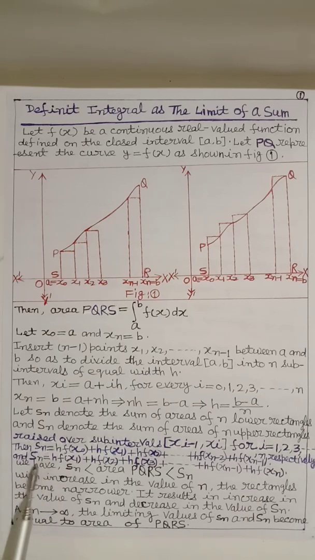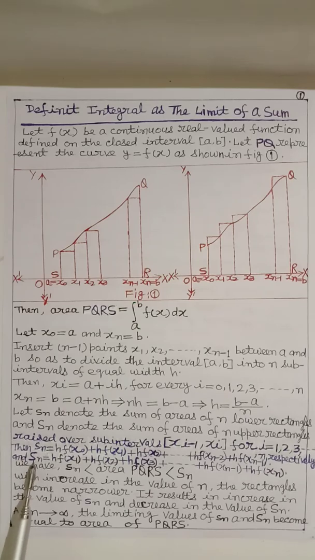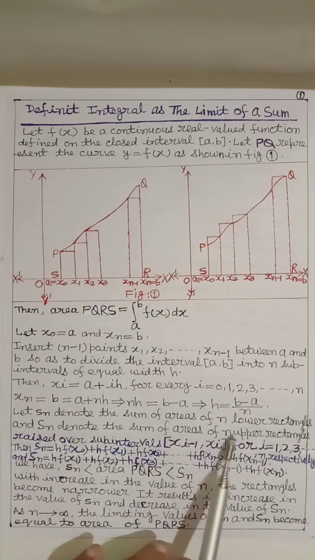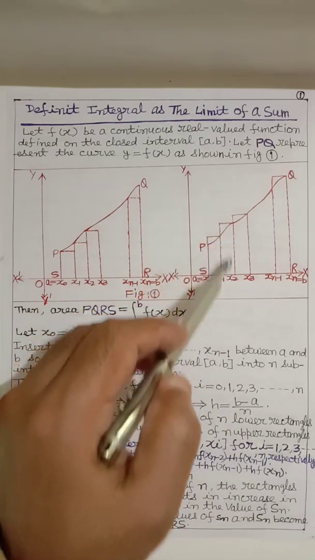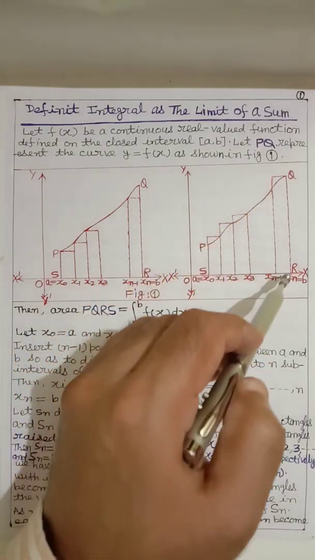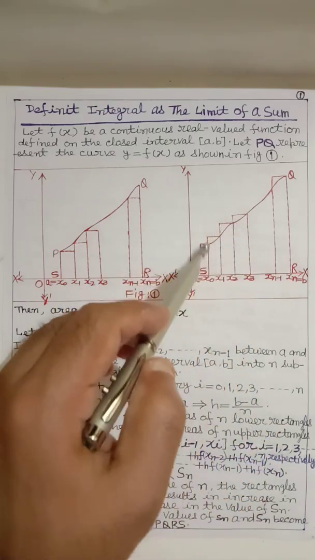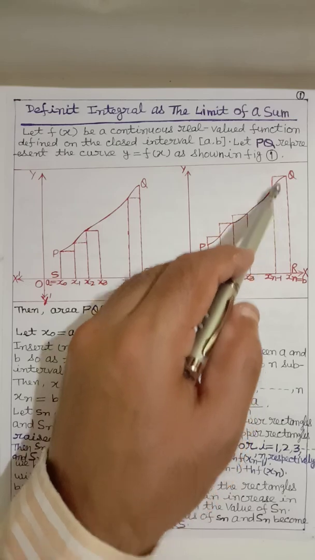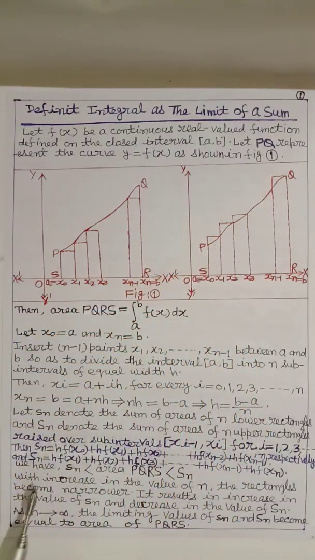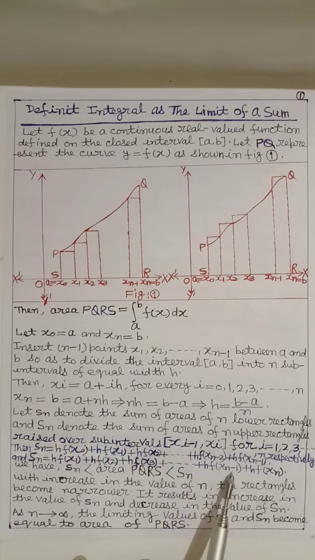And here capital Sn denotes the sum of areas of n upper rectangles. Here these are upper rectangles, so Sn denotes the sum of areas of these upper rectangles, and this is equal to h into f of x1 plus h into f of x2 plus h into f of x3 plus and so on, plus h into f of xn.